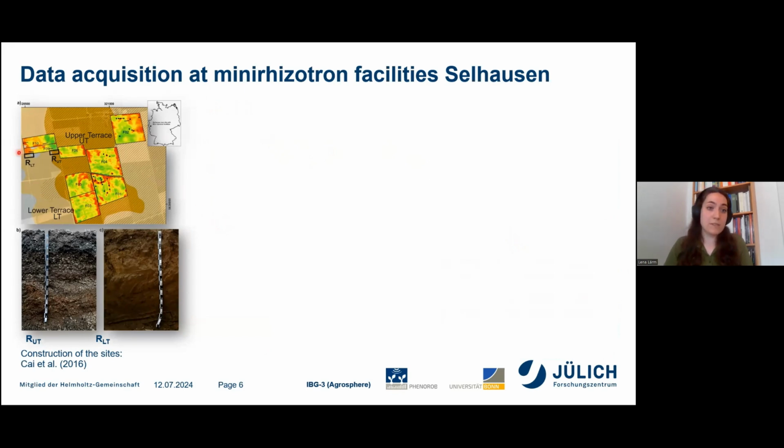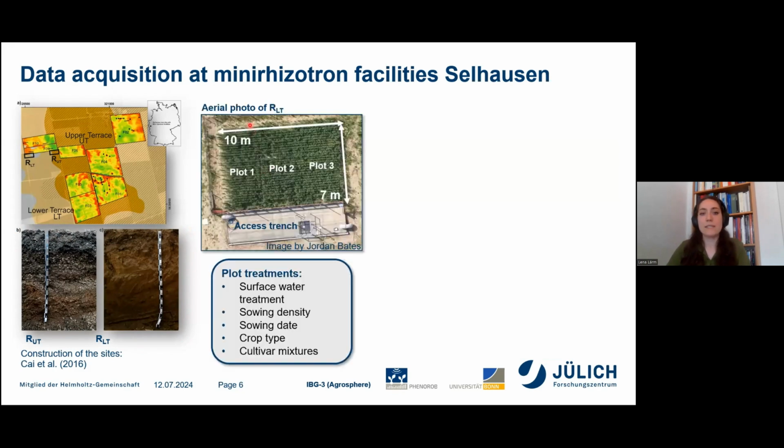We have two rhizotron facilities, which are closely located next to each other, but they're located in contrasting soil conditions. Both are river sediments, and we have in the upper facility a very coarse-grained soil, and in the lower facility a fine-grained soil. They are both covered by a 30-centimeter plow layer, like a regular agricultural field. Each facility consists of 3 plots, and these different plots allow us to compare different agricultural treatments.